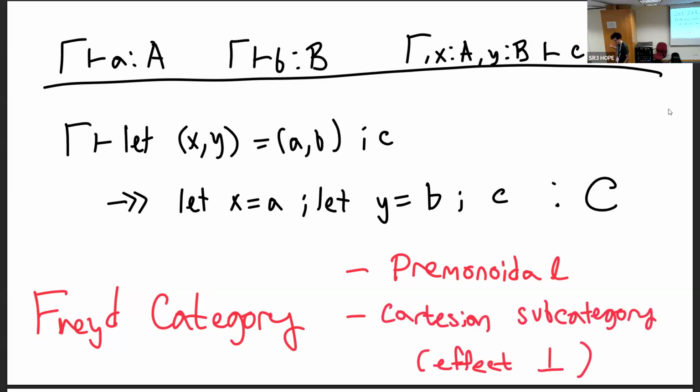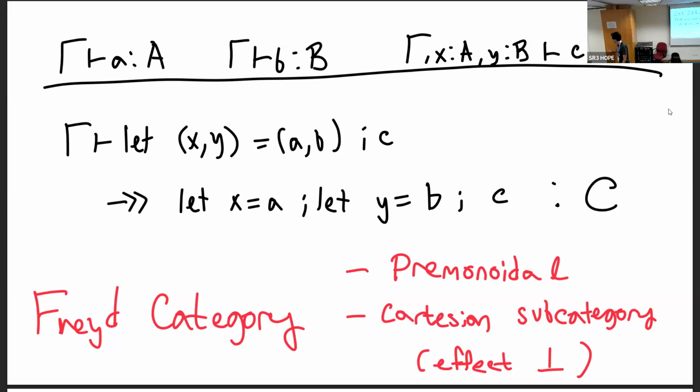And yet this premonoidal category actually has a Cartesian subcategory. It is a wide subcategory, which means it has all the objects, all the types. All our types can be freely duplicated, but it doesn't have all the morphisms. And this Cartesian subcategory is particularly going to be formed by the morphisms which have bottom effect, or in this case, the terms which have bottom effect. So this gives us the structure of a Fried category.